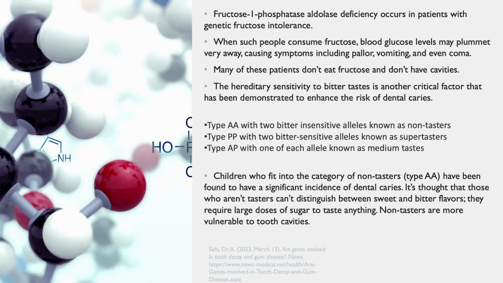Fructose 1-phosphate aldolase deficiency occurs in patients with hereditary fructose intolerance. Fructose is a sugar just like lactose and glucose. When such people consume fructose, blood glucose or blood sugar levels may plummet. This causes symptoms including pallor, or whiteness of the skin, vomiting, and even coma, along with a long list of other symptoms that can happen when someone is experiencing a diabetic episode. Many of these patients do not eat fructose, and because of that, they also don't have cavities.